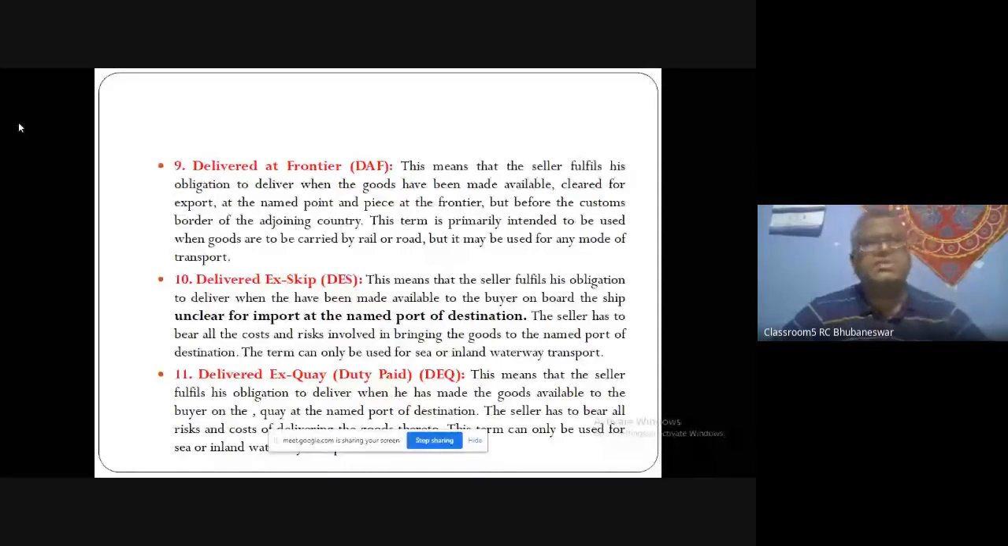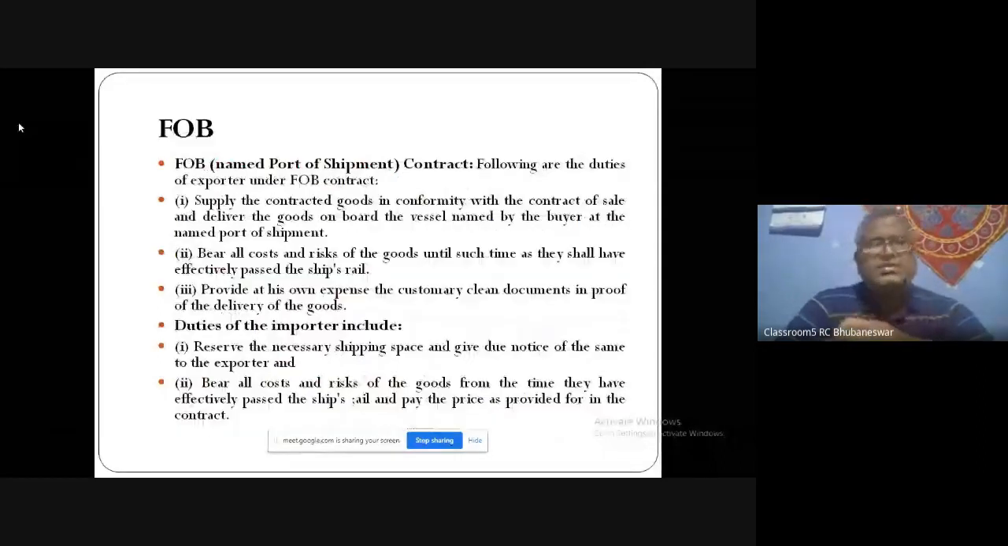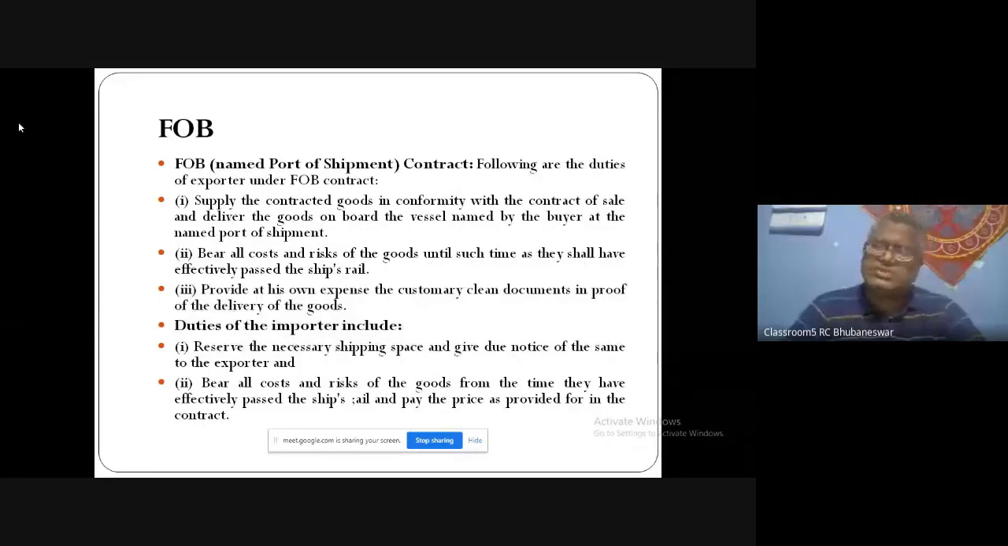But the question I have already mentioned, one important topic is FOB. The question is, what is FOB? FOB means free on board, or port of shipment. You may call it freight on board, or a port of shipment contract. But the question is, as an exporter, what types of FOB contracts are there? In the examination, a question may be asked: what is FOB, and what are the duties and responsibilities?